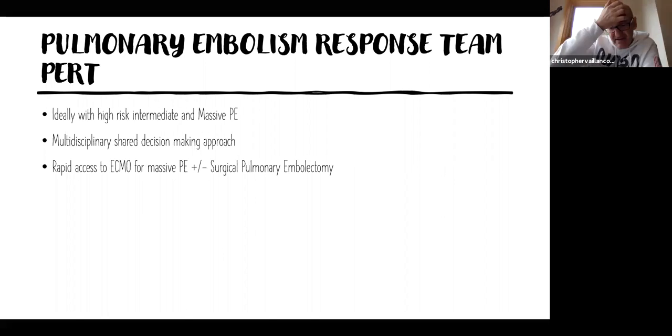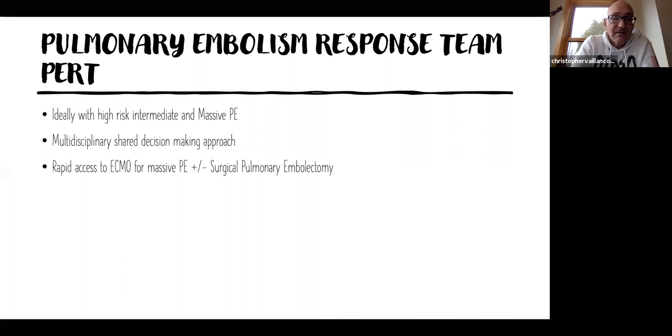I'm hoping, and I think the initial rounds we had with IR, CVS, ICU, and IM, this is the way we probably should be looking at this, as a team sport. Ideally, having a group discussion on what the best management is for our high risk, intermediate, and our massive pulmonary emboluses. Again, a multidisciplinary approach.